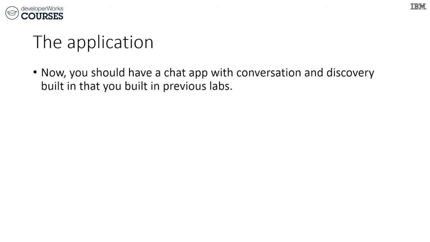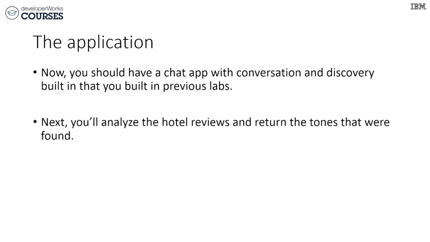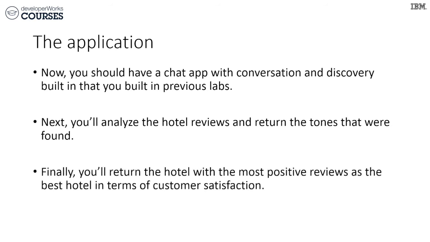Starting from where we left off with the last lab, we currently have a chat app with Conversation and Discovery built in that is able to return a list of hotels for each city. In this lab, we will need to analyze the tones for all reviews for each hotel to see what kind of tones are identified in each hotel. Lastly, we will return the best hotel based on the highest average positive sentiment and the highest occurrence of happier tones.